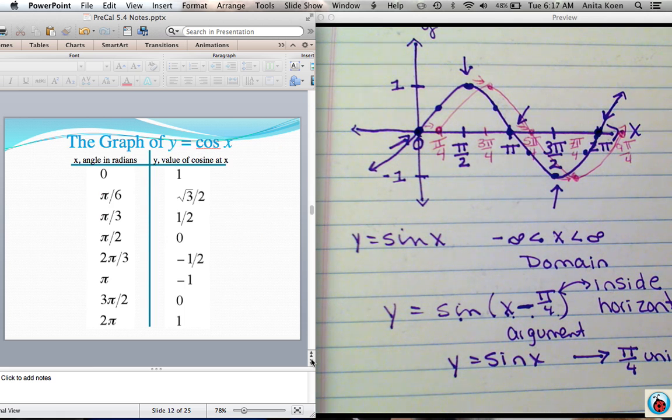All right, the next thing we're going to do is talk about the cosine of x, but I'm going to do that in the next video. So you can go to part 2 and take a look at the cosine of x.